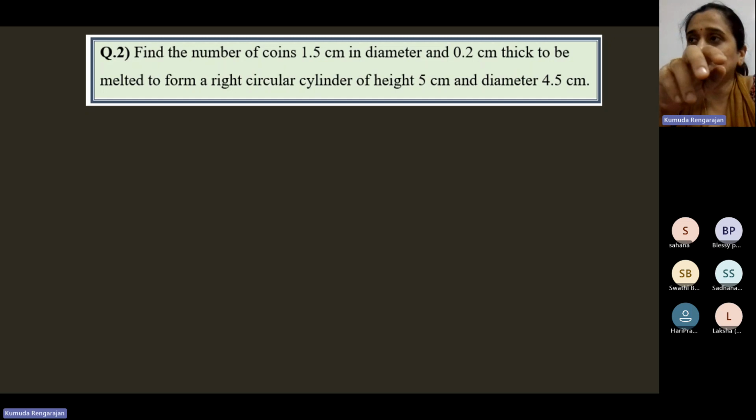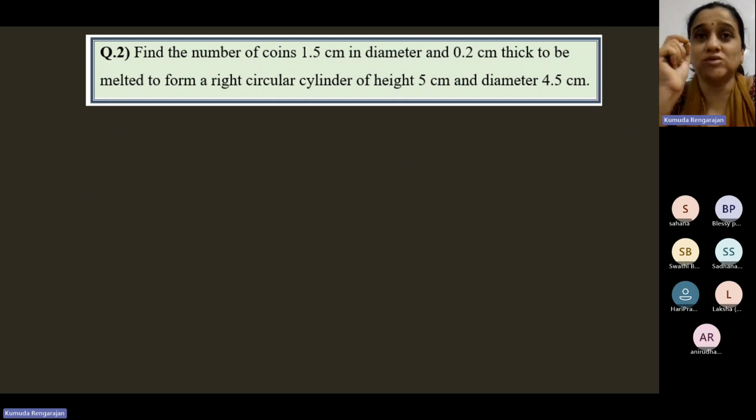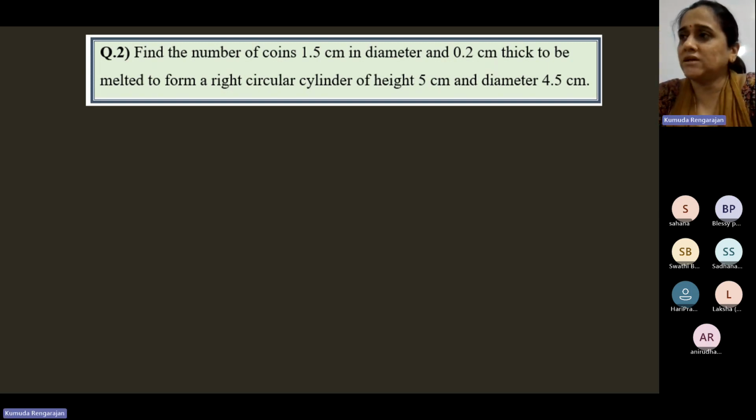So I told you, a coin is a cylinder. It's not a circle. A coin is not a plane figure. It has a little height, no? So it's a right circular cylinder. Now for this coin, what are the values you need to know? Radius and height. If you have radius and height, you can answer any question regarding this coin.